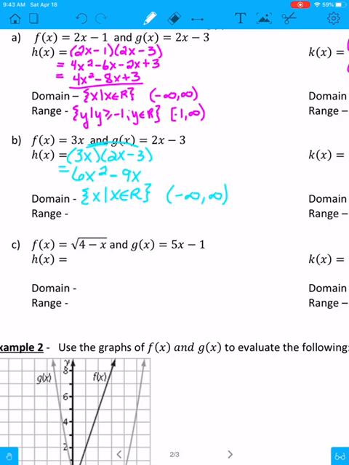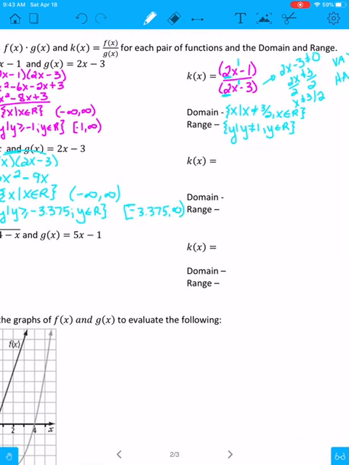So second trace, number 3, which is minimum. Left bound, enter. Right bound, enter. And then enter. My lowest y value is negative 3.375. So because it's a minimum, it's y such that y is greater than or equal to negative 3.375, y ∈ R. Or in interval notation, square bracket, negative 3.375, comma, infinity, round bracket. It's always round on infinity.